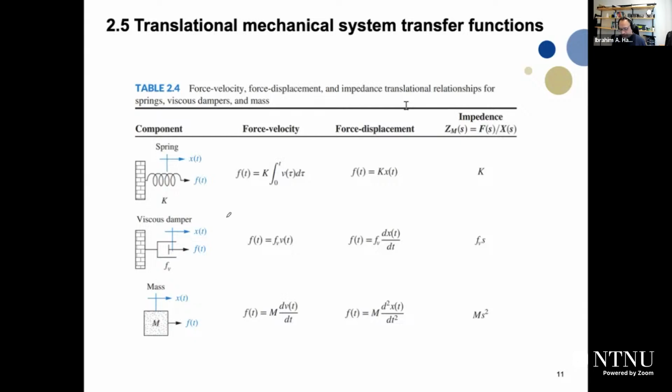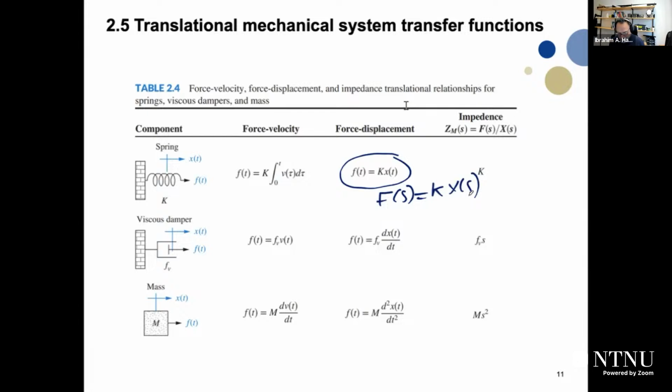So what will be the transfer function describing it? If it is a spring, it will be easy. It will be just K, in fact, because K is multiplied by distance. We will focus on the displacement. So it will be K multiplied by X. In the S domain, the force will be K multiplied by X of S, right?